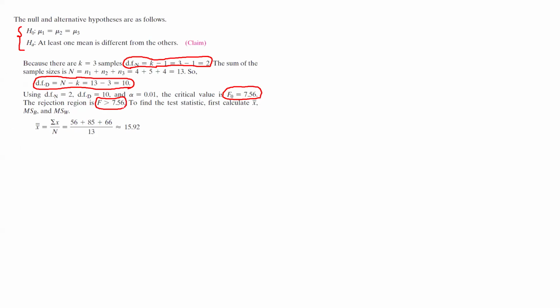7.56. To find a test statistic, first we need to calculate the grand mean, which is the summation of all x values over n, 56 plus 85 plus 66 divided by 13, or about 15.92. Now, the mean square of the between samples, which follows the summation of ni times xi bar minus the grand mean, squared, divided by k minus 1. Well, we have a lot of calculations to do.